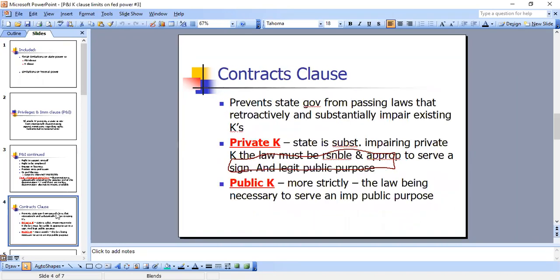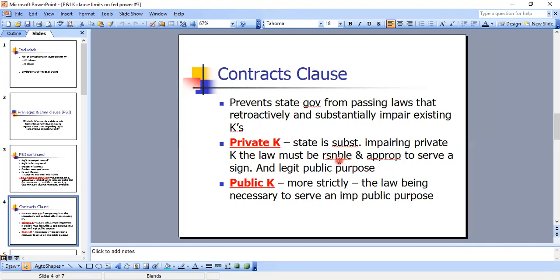Contracts Clause prevents state government from passing laws that retroactively and substantially impair existing contracts. I've seen a few MBEs on these. Now, there's a private contract or a public contract. Private contract, the state is substantially impairing private contracts. The law must be reasonable and appropriate to serve a significant and legitimate public purpose. That's for a private contract. Public contract, more strictly, the law being necessary to serve an important public purpose.